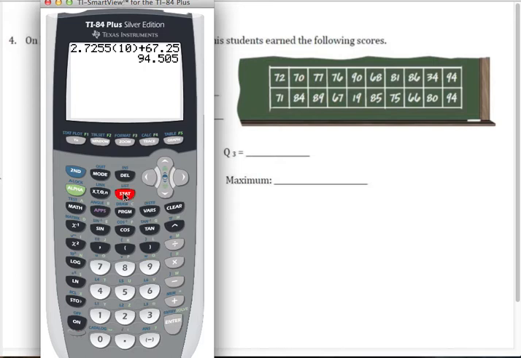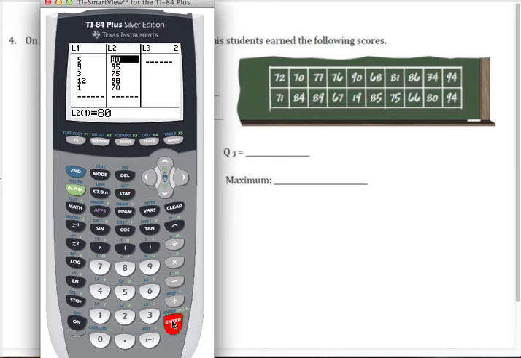You got to plug it in, so we're going to hit stat first again. We're going to hit edit. You can see I have all my old data in here from that last problem, so we're going to arrow up and hit clear, enter, and get rid of that. Arrow up and hit clear, enter. Now I can enter this data right here. So I'm just going to go across. Hopefully I don't make a mistake. You guys can do the same thing. Enter it in. 72, 70, 77.